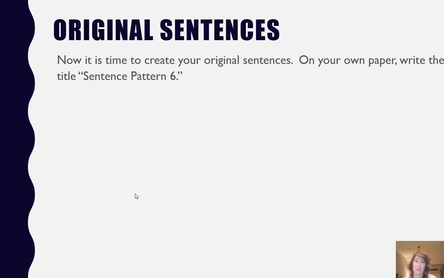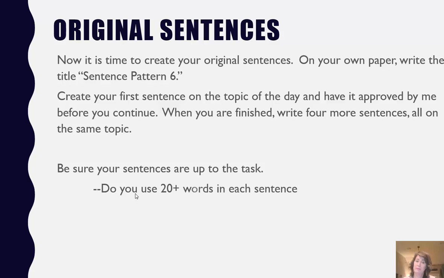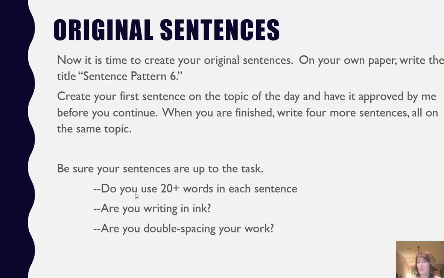Now it's time to create your original sentences. On your own paper, write the title, Sentence Pattern 6. Then, create your first sentence on the topic of the day and have it approved by me before you continue. When you are finished, write 4 more sentences, all on the same topic. Be sure your sentences are up to the task. Do you use 20 more words in each sentence? Are you writing in ink? Are you double spacing your work?